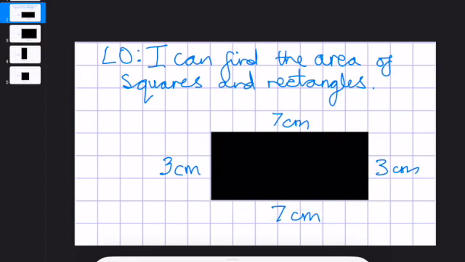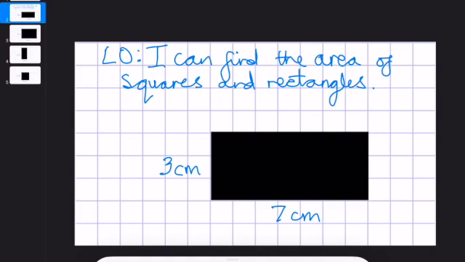However, today we're not looking at perimeter, we're looking at area. And the learning objective is I can find the area of squares and rectangles. The area is how much space that shape covers. And it's very, very easy to work out the area of a rectangle.